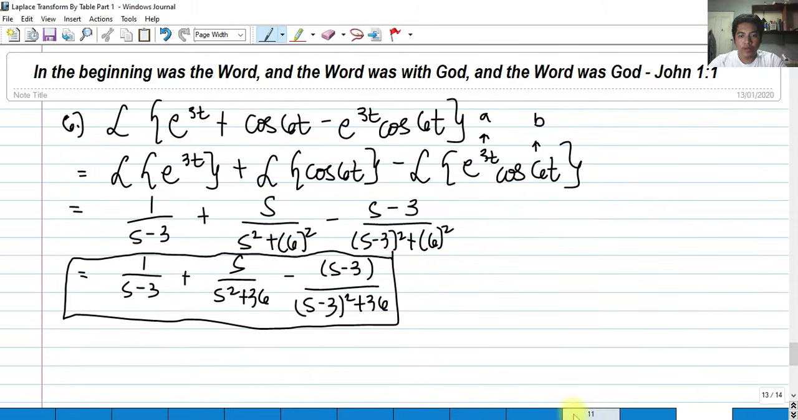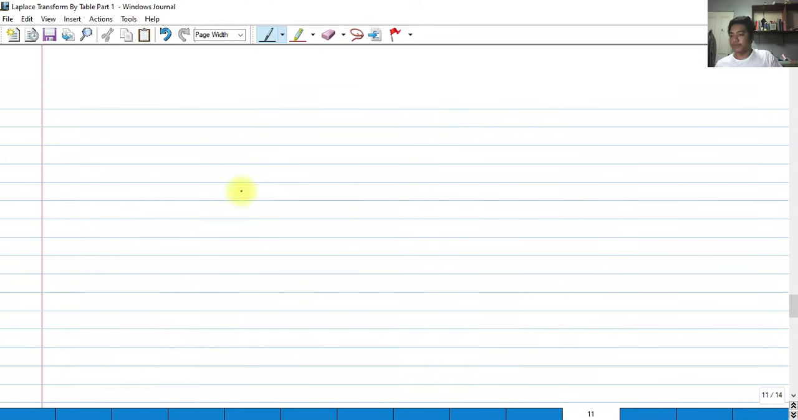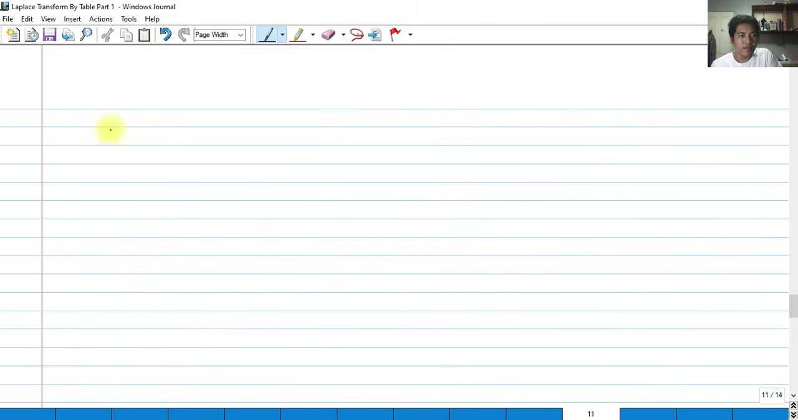Okay, let's try another one. Let's make use of the last formula that I've given. So let's find what number it is. It is number 7. We have to find the Laplace transform of t hyperbolic cosine of 3t.